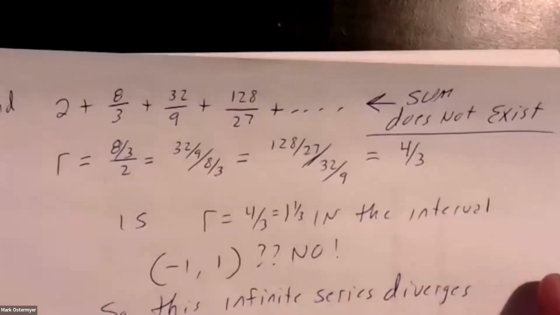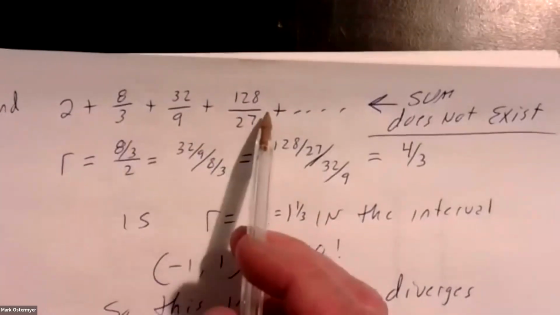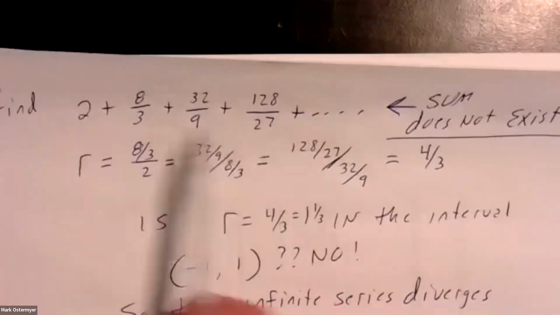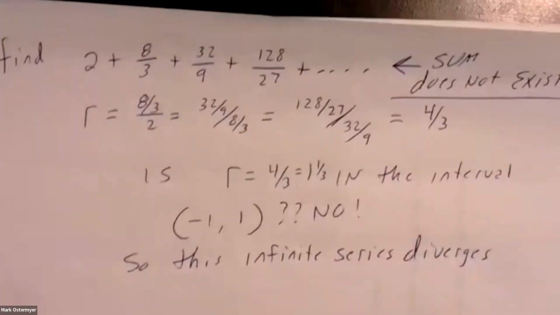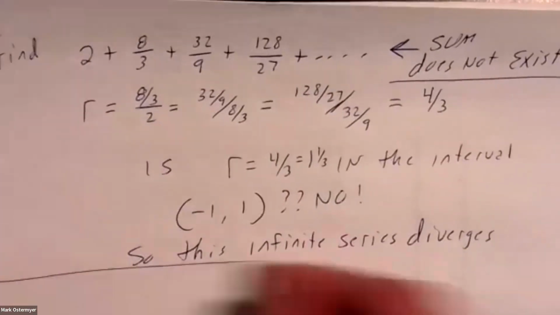And in a way, it kind of makes sense, because it looks like these terms are getting bigger and bigger and bigger, correct? And you're adding larger and larger terms. So this sum would never really settle down to any value. It would just keep getting larger and larger and grow without bound. And that's why we say the infinite sum simply does not exist.